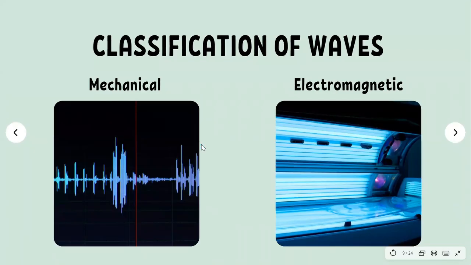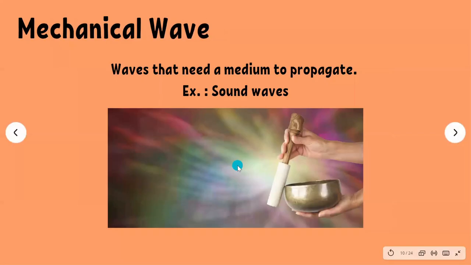Another way of classifying waves is by labeling them as mechanical or electromagnetic. Mechanical waves are waves that need a medium to propagate. For example, sound waves. Sound waves need a medium to propagate, let's say solid, liquid, and gas. So there are no sound waves in outer space because outer space is empty and there is no medium to travel through.